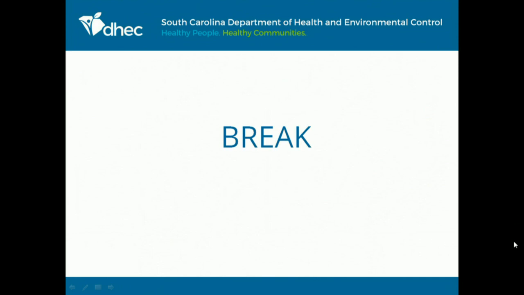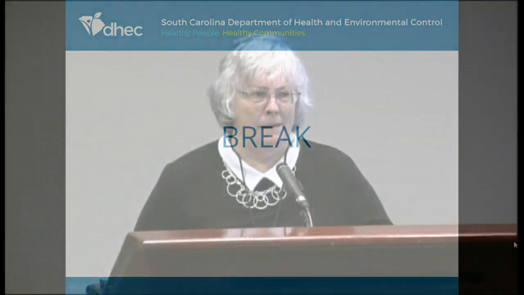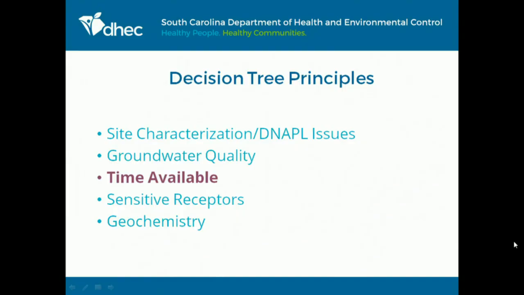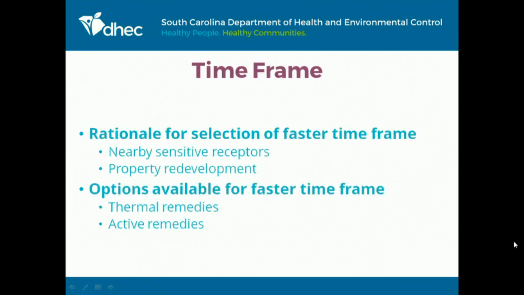Okay, so back to the decision tree principles. Let's talk about time available. How much time do you have? Time frames. If you have contamination in that creek at that site, you're not going to want to do a technology that's going to take you 100 years if you have exposure going on. If you have nearby sensitive receptors, then you're going to want a faster time frame. I think everybody agrees with that. Does anybody disagree with that?